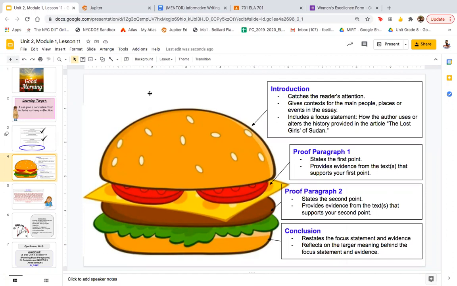Now we've got to close this hamburger. You can't have a hamburger without this little bun right here that makes it all complete. It's not this one bun, it's not this one tomato, nor cheese, nor meat, no lettuce. We are at the second bun now. We are wrapping this whole thing up. So your conclusion has to restate the focus statement and evidence, and it needs to reflect on the larger meaning behind your focus statement and evidence.